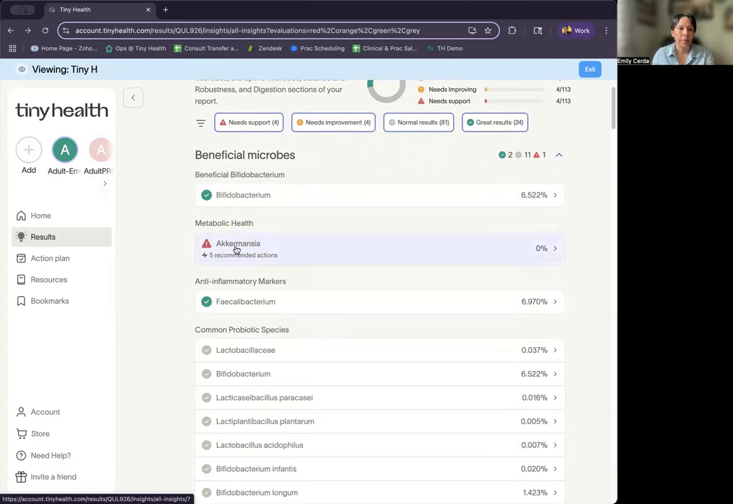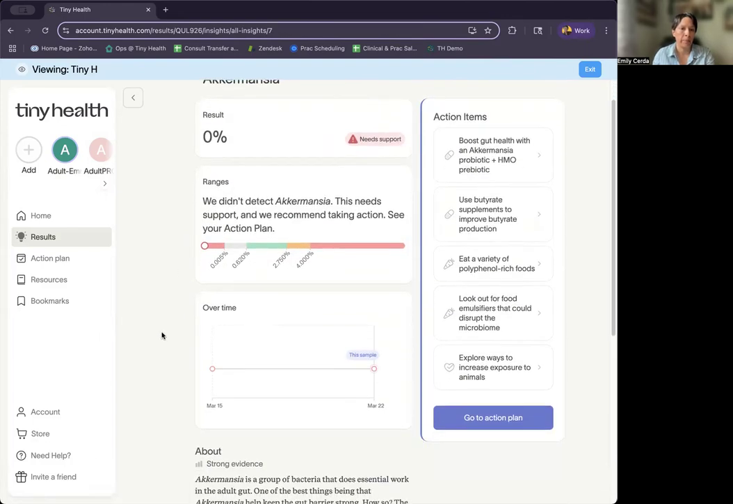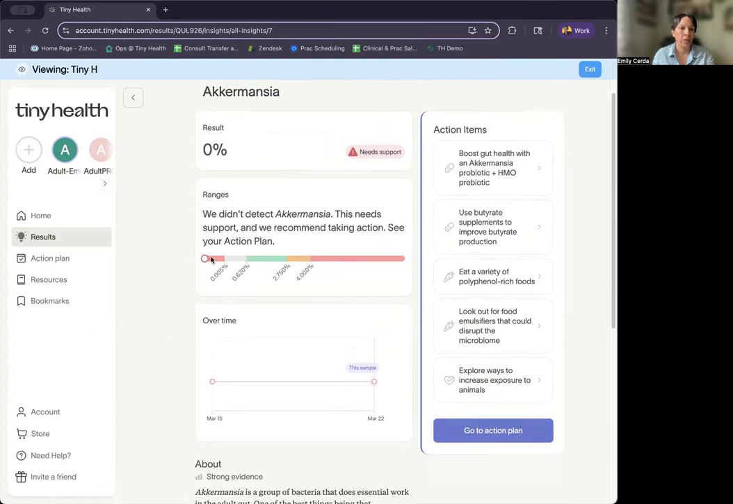So Akkermansia is the next beneficial here. For Akkermansia, we can see this individual has zero, or at least it's below our 0.005 sensitivity. So maybe it's there at 0.003, but in any case, it's not showing up at our sensitivity level.